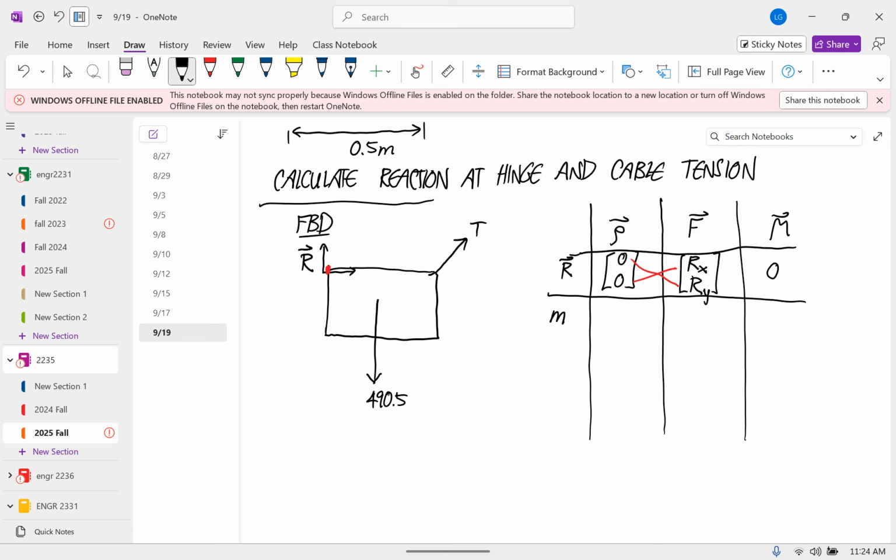I'll do the weight next. So the r vector goes from the about point to where the force is applied. So that is 0.25 for x, negative 0.15 for y. The force is 0, negative 490.5.